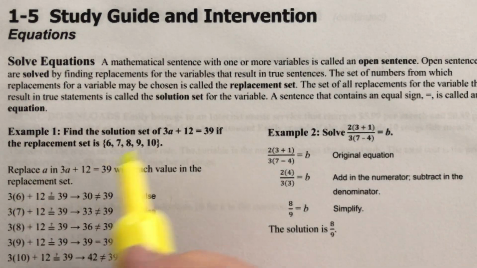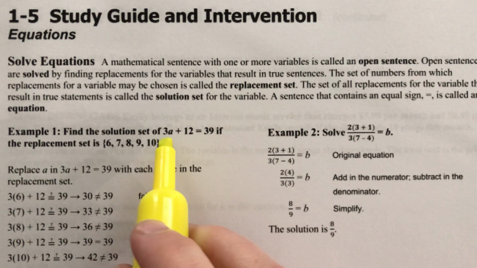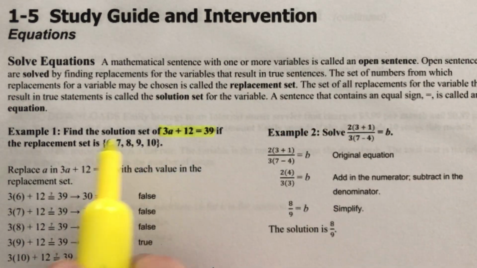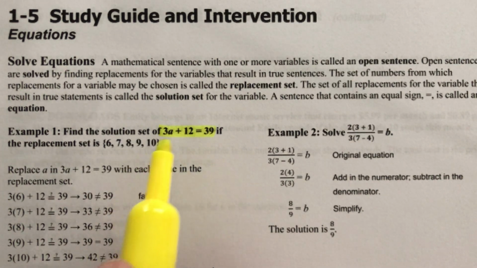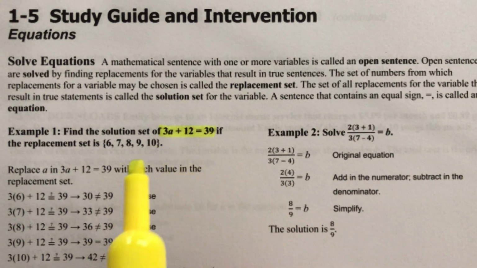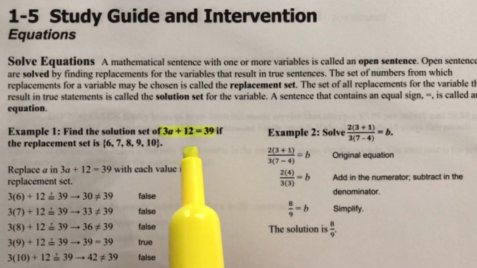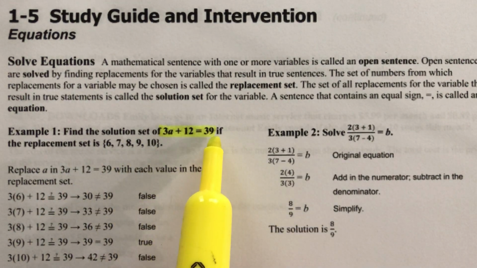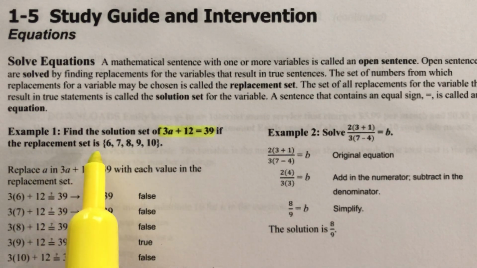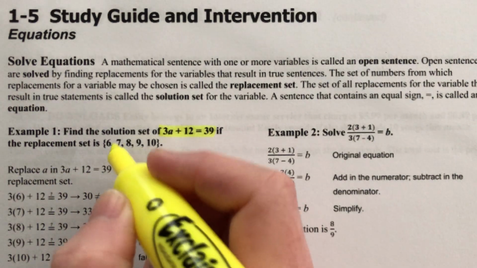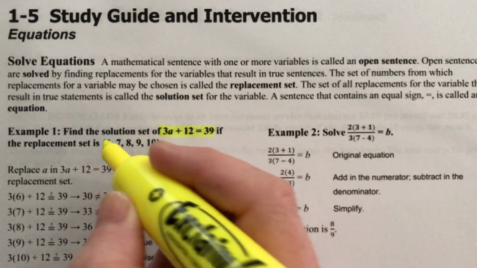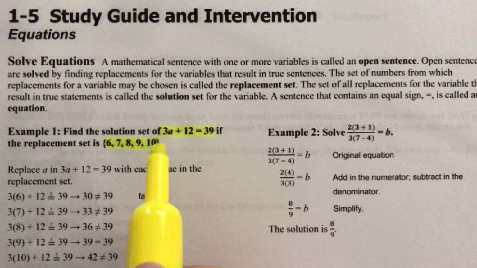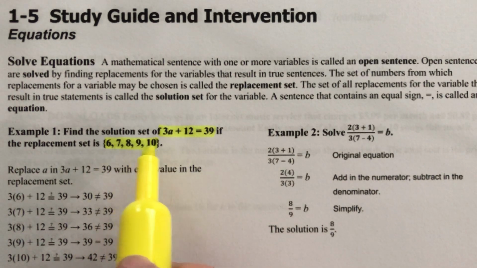All right, example 1. Find the solution set of 3a plus 12 equals 39. It's called a solution set because sometimes there is more than one answer that can go in for the variable. It's not always just one answer, but right now, more often than not it's one answer. Find the solution set of 3a plus 12 equals 39 if the replacement set is 6, 7, 8, 9, 10. So you have to solve this equation for a, but the only choices you can use for a are 6, 7, 8, 9, and 10.